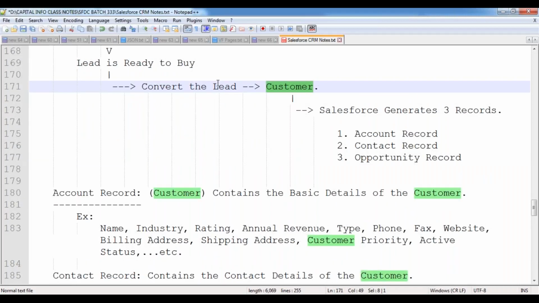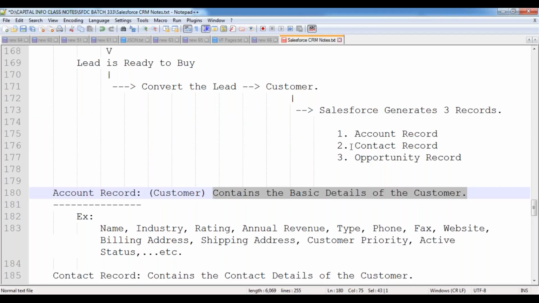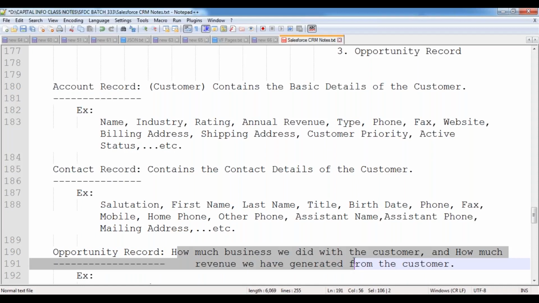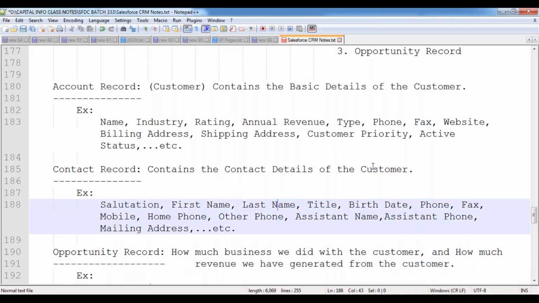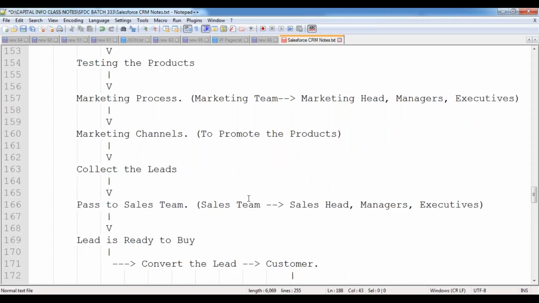Upon converting the lead into a customer, Salesforce generates three records. First one is an account record, which contains the basic details of the customer. Second one, a contact record, which contains the contact details of the customer. Third one, an opportunity record, which contains the business and the revenue information we did with that customer. This entire process is called the lead conversion process in Salesforce. Okay, this is the concept of the lead conversion process.